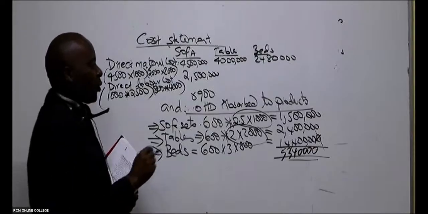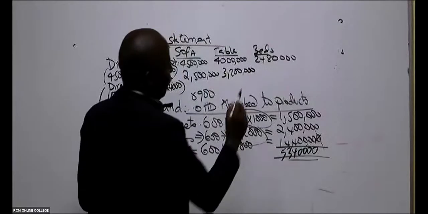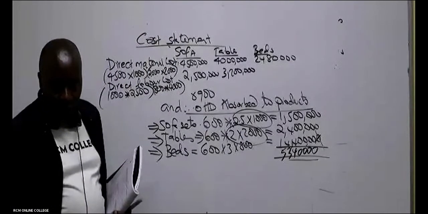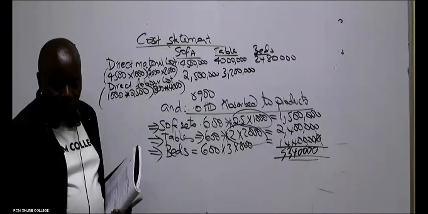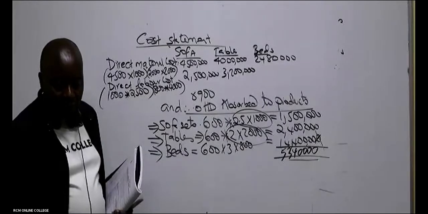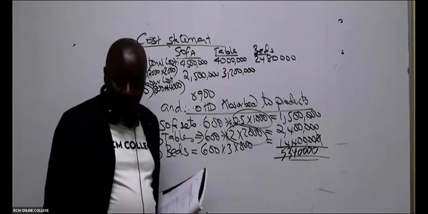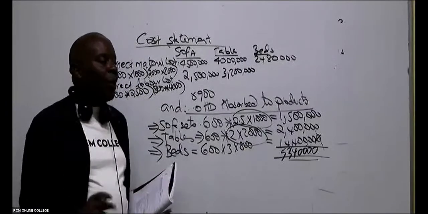3.2 million. Thank you, Cynthia. I don't have to calculate for beds because I know you can give me something nice for beds very effectively. I can see what Gathoni and Cynthia have down there. They are telling me, Mwalimu, don't calculate this one.